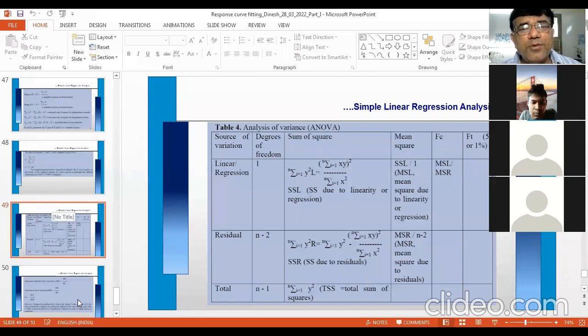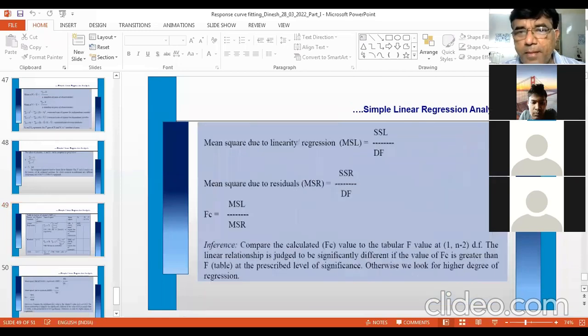So actually one is to be seen in horizontal line, and n minus 2 is to be seen in vertical lines. And if your F calculated is greater than F table, that means it is significant, and significant means it is a linear equation. It has been proved statistically that it is a linear relationship.